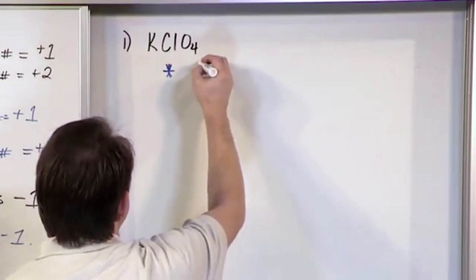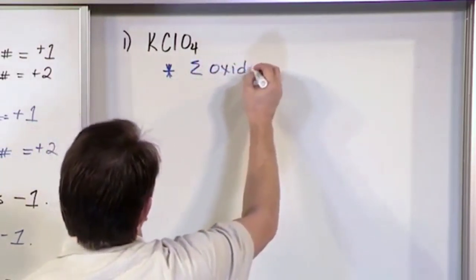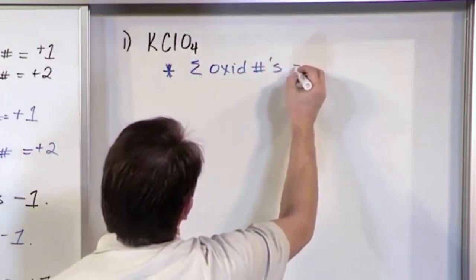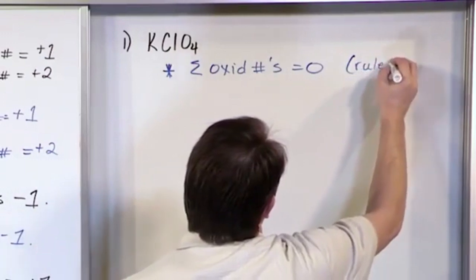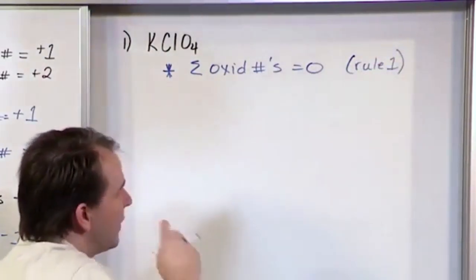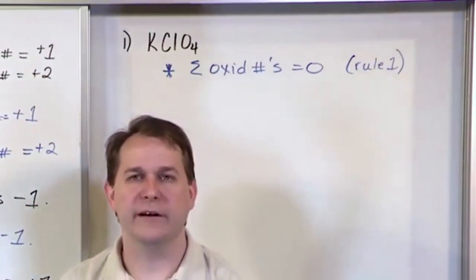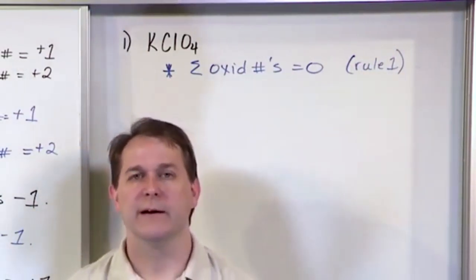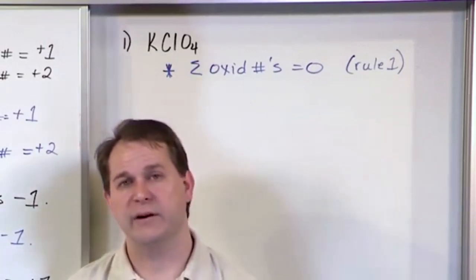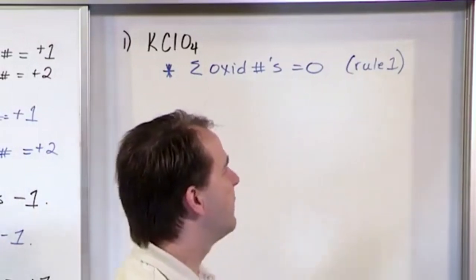What I'm going to say is that the sum of the oxidation numbers is going to be equal to 0. And in parentheses, I'm going to put rule 1. This is not something you have to do, but I'm going to write down what I'm doing and the rule that I'm using, so that if you're on a test and the teacher sees that you know what rules you're using, you can get some partial credit if you don't get the final answer correct. I like to do that, plus it also reminds me of what I'm doing.